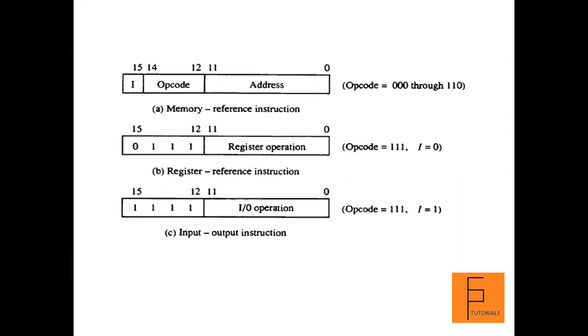However, we use only opcodes 000 to 110, reserving 111 to differentiate memory reference instructions from register reference and input-output instructions. To differentiate between register reference and input-output instructions, we use the mode bit I, where 0 denotes a register reference instruction and 1 denotes an input-output instruction.